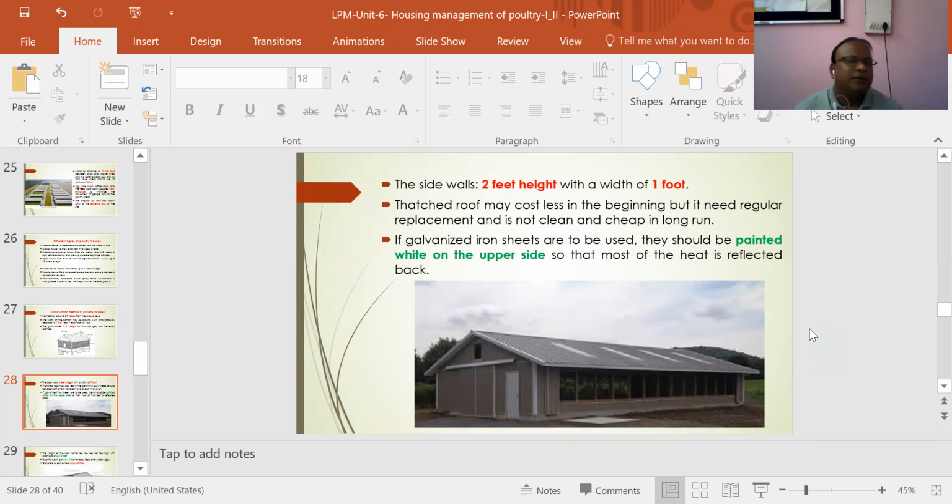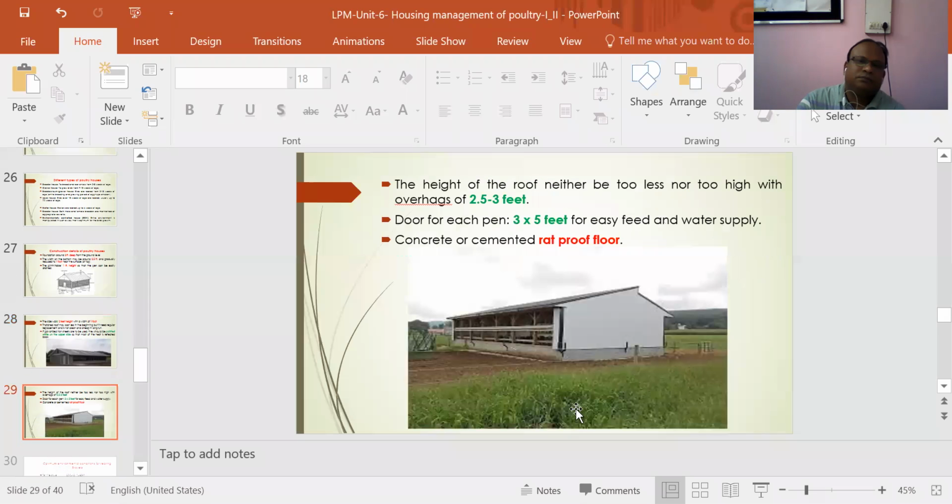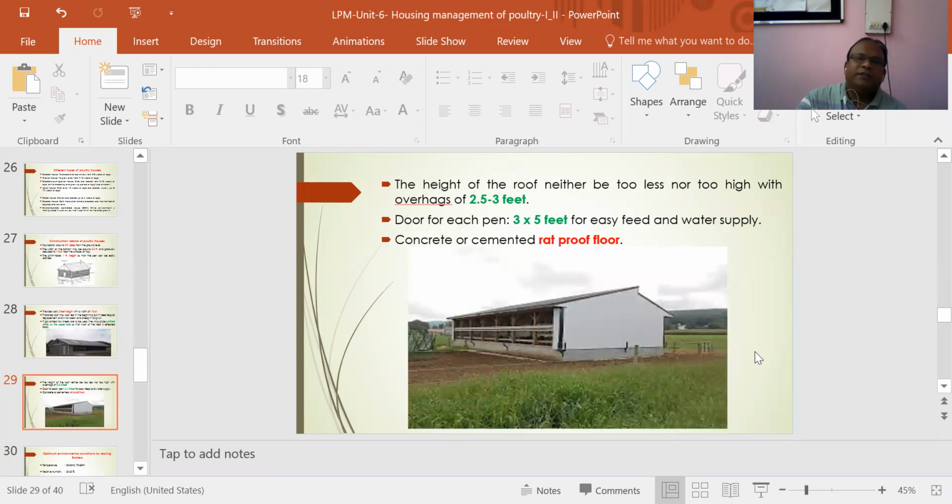But when someone is using galvanized iron sheet or asbestos sheet, it should be painted white on the upper side to reflect the sun rays, so that there is less heat load on the building and finally on the birds. The height of the roof should be around 8 to 10 feet. It should not be too high or too low, because if the roof is too low, there is more heat load on the birds. And if the roof is too high, there is more chance of killing of birds.